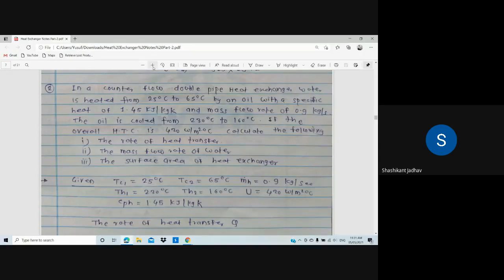We know these concepts: what is meant by LMTD, what is meant by the NTU method, what are the classifications of the heat exchanger, how to calculate the surface area, how to check the performance of that heat exchanger, what are the different problems in the heat exchanger, that is scale formation. At that time, how to calculate the rate of heat transfer. So this is a very important subject, and we have to understand each bit of this topic.